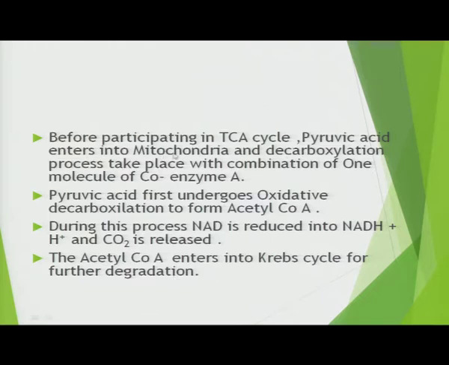As already discussed, before participating in the TCA cycle, pyruvic acid is first converted into acetyl coenzyme A. During this process NAD is reduced to NADH plus H plus, and carbon dioxide is released. The acetyl coenzyme A, the product of oxidative decarboxylation, now enters the Krebs cycle for further degradation.